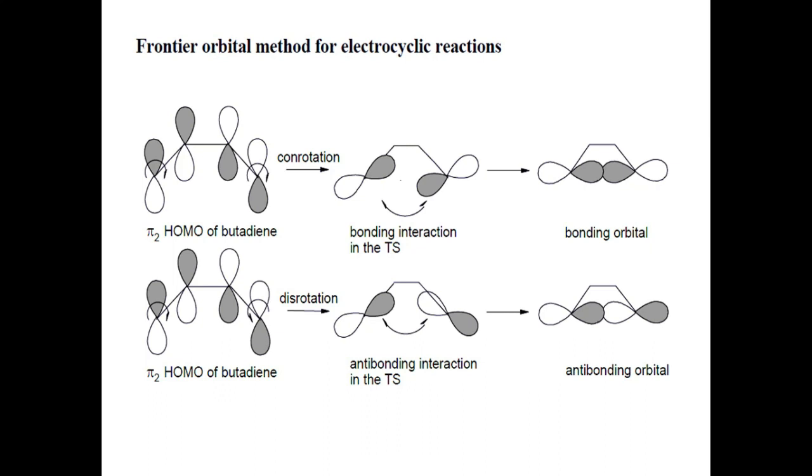So another one is the frontier orbital method for the electrocyclic reaction. Here you see the rotatory, the psi 2 HOMO of butadiene, the rotation of the conrotatory like this. This is for rotatory, here and rotate here, the bonding interaction like this, and then its bonding orbital also like this. The molecule is the HOMO of butadiene, disrotatory. It's an anti-bonding interaction of this transition state, and this anti-bonding orbital is found. So this is the frontier orbital method for the electrocyclic reactions.